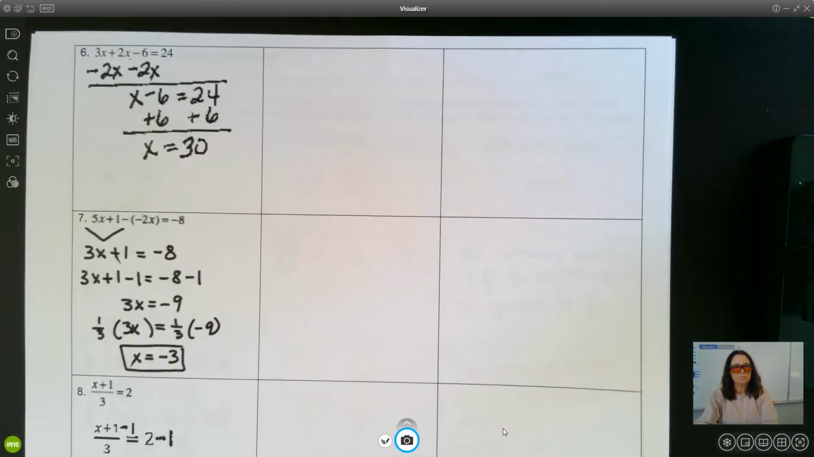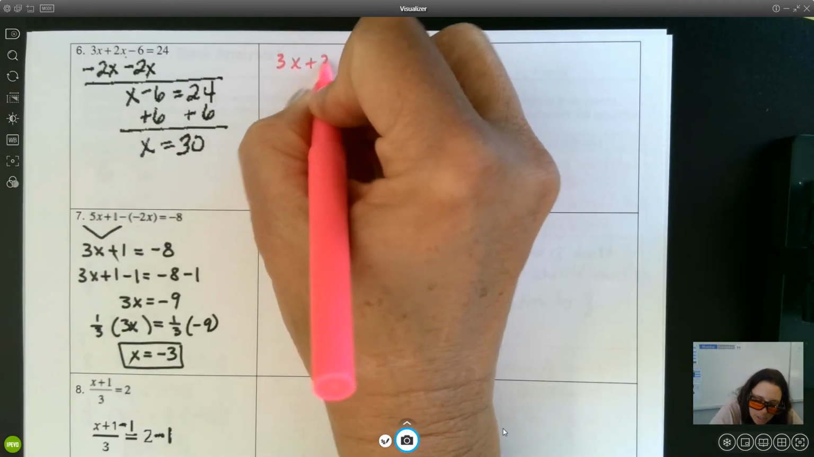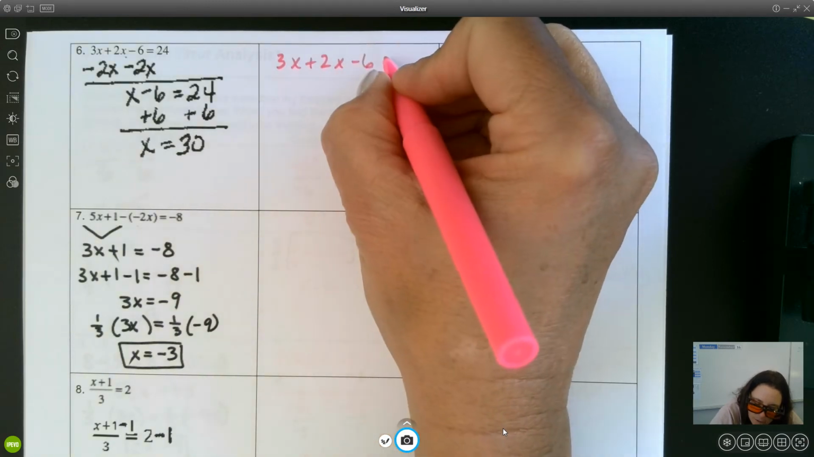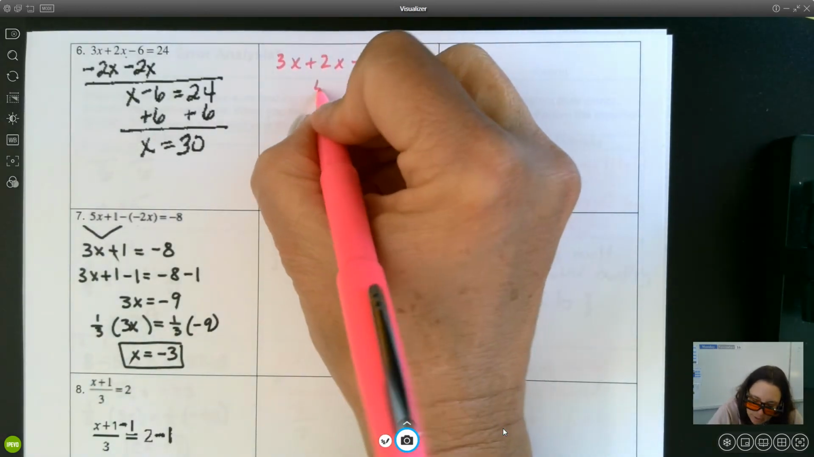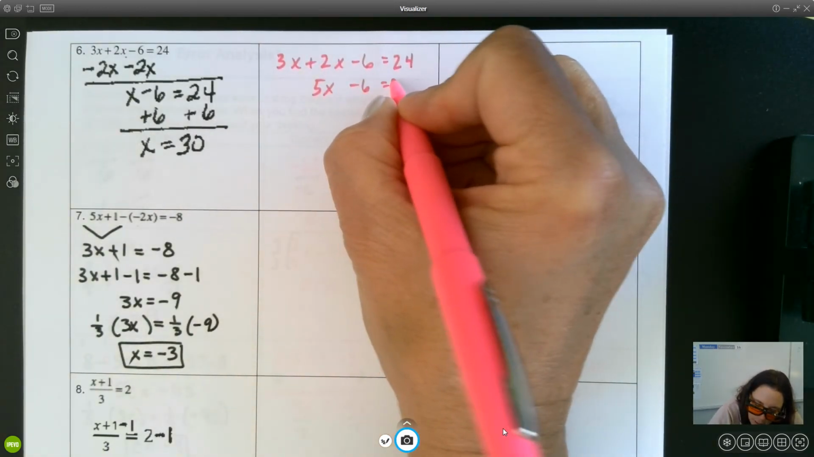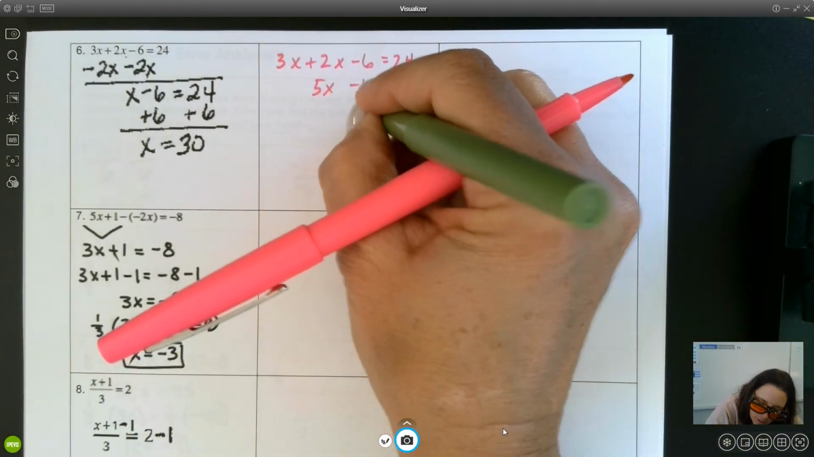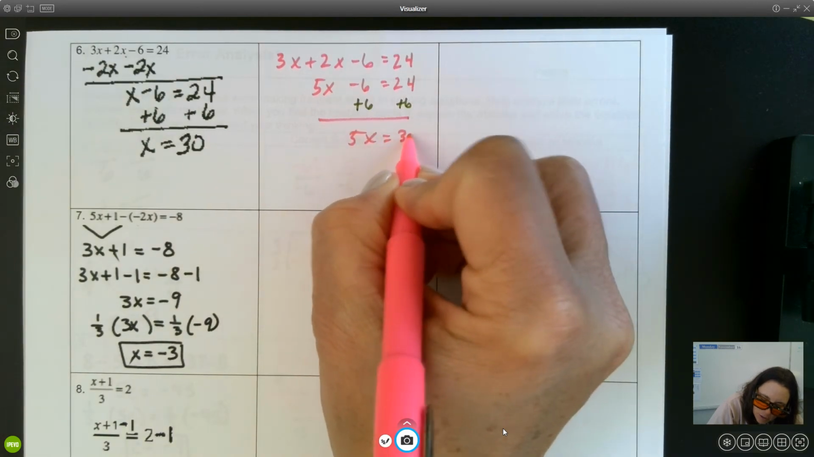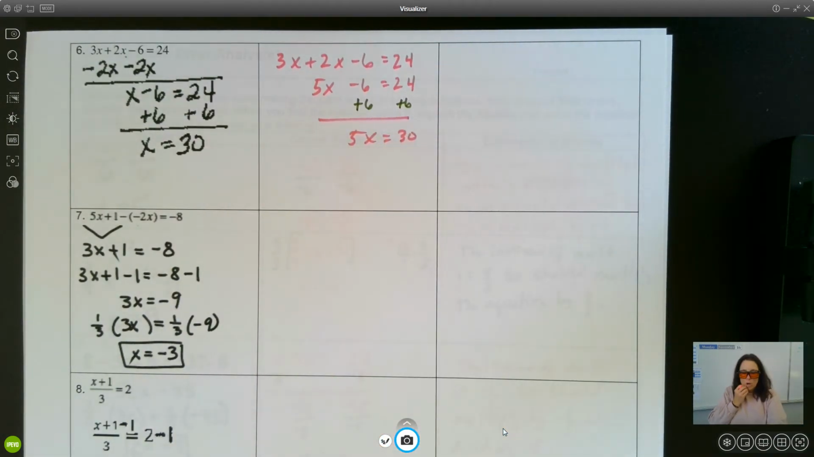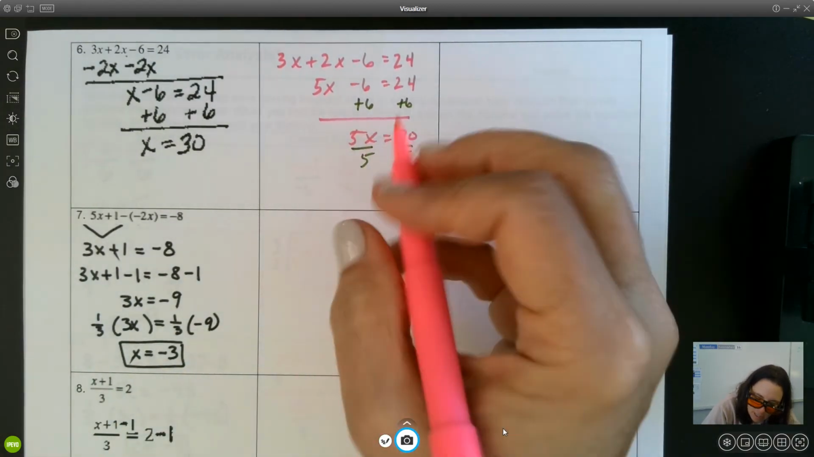Page 2, same deal. So let me rewrite the equation, 3x plus 2x, and please feel free to pause at any time and try it on your own. Get some extra practice that way. I'm going to combine the 3x and the 2x to make 5x, and then I need to add 6 to both sides. So I have 5x equal 30. Now I'm going to take a fifth, or divide by 5, and I've got x equals 6.